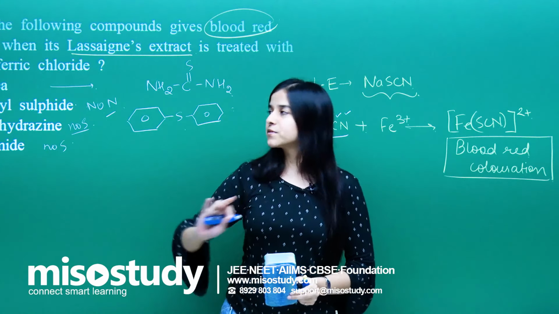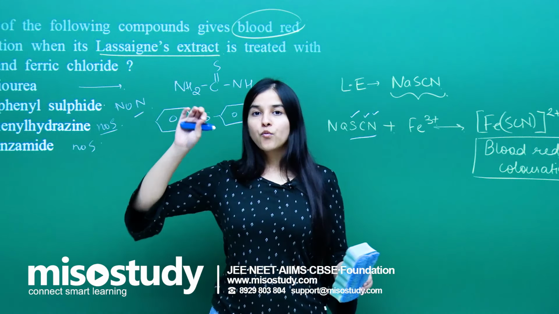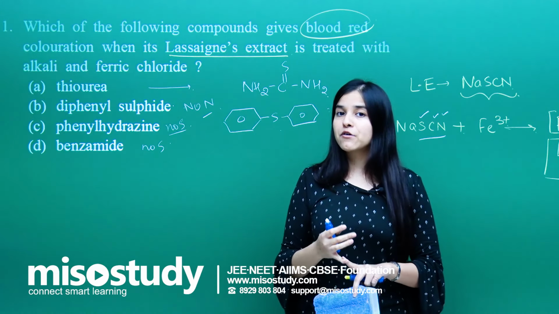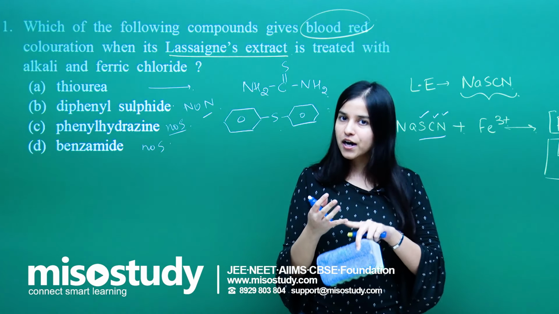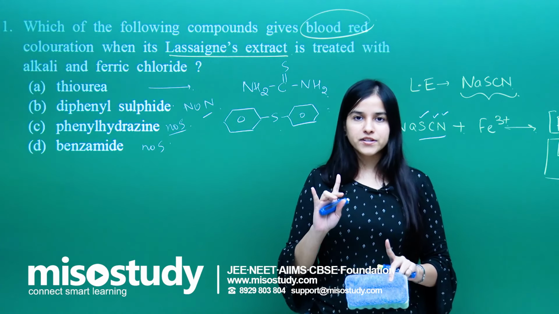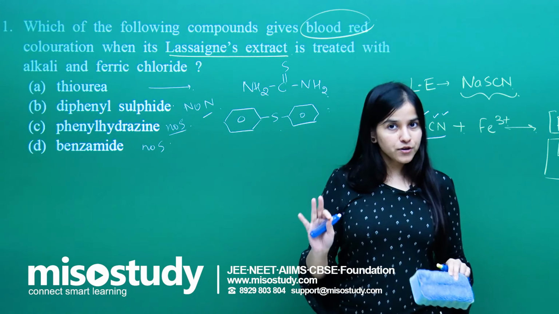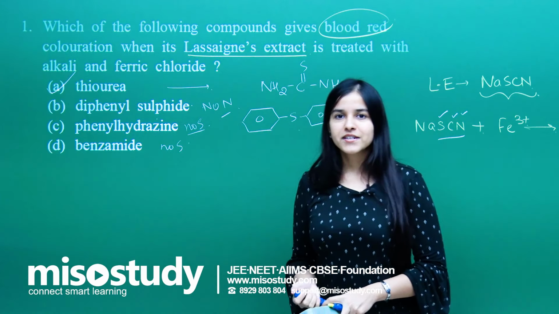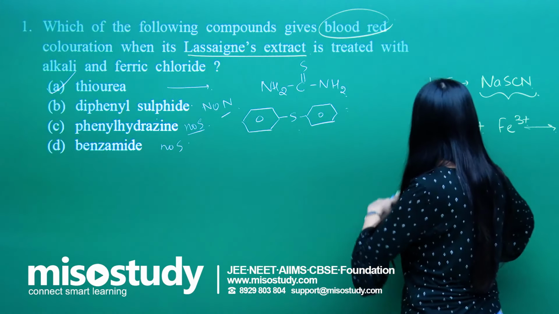Whenever a question pops up about which compounds will give the blood red coloration, you need to just see which compound contains all three, that is sulfur, carbon and nitrogen. That is the important thing over here. I hope everybody now remembers it. A is the correct option. Now let's move on to the next question.